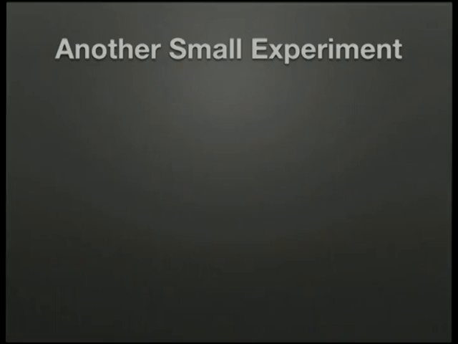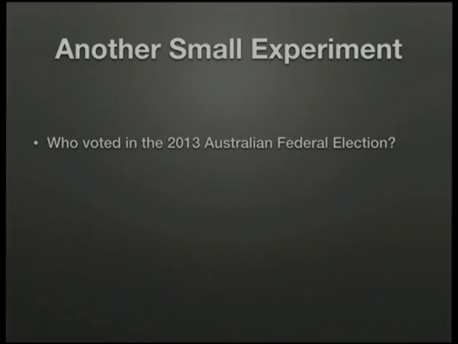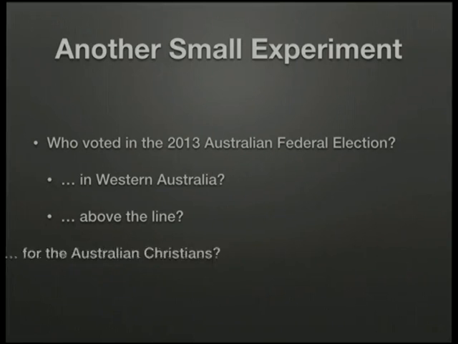Another quick experiment. This is to illustrate another problem with the system. Who voted in the Australian federal election in Western Australia, above the line, for the Australian Christians? If there were 14 hands up, Scott Ludlam of the Greens would have been elected in the first count. The Australian Christians, mind you.